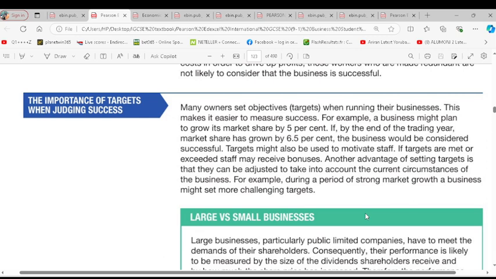Now, lastly, the importance of targets when judging success. Many owners set objectives when running their businesses. This makes it easier to measure success. For example, a business might plan to grow its market share.